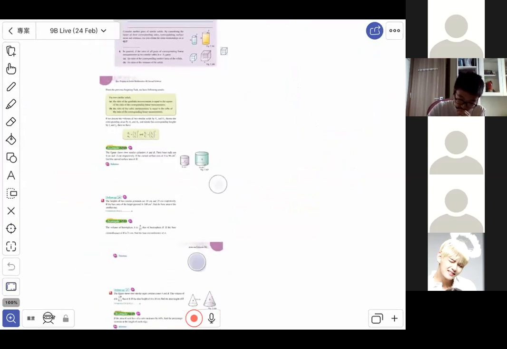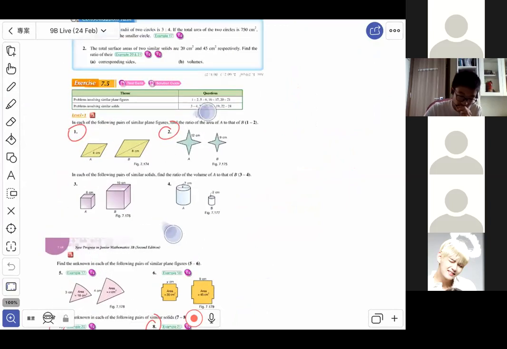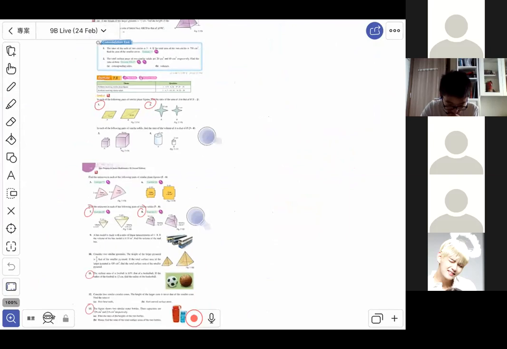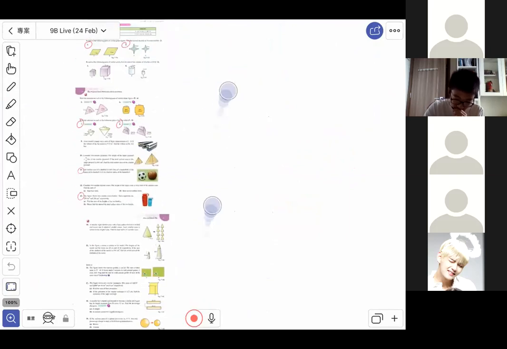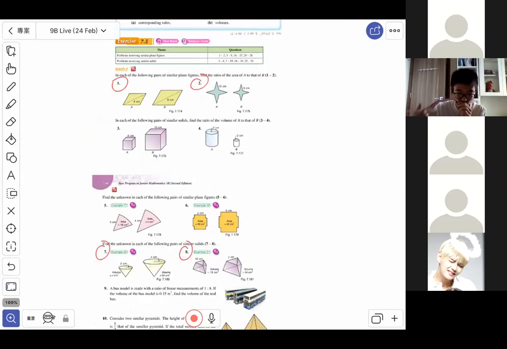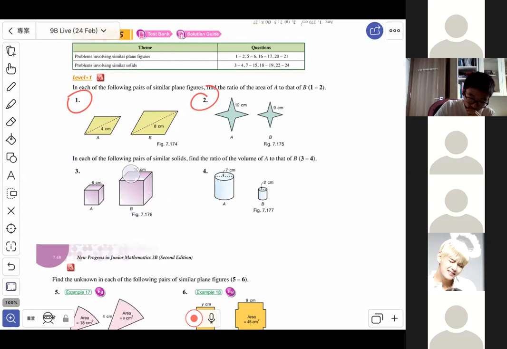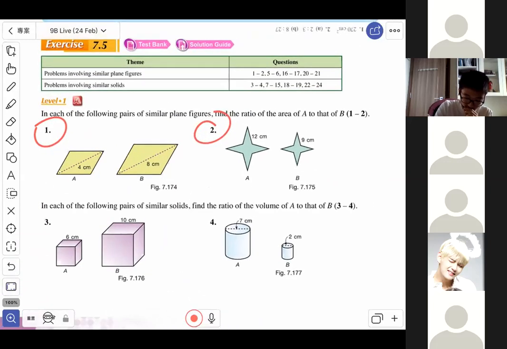Let me show you how to present, and then I will give you some time to work on a few questions. Up to here, we are supposed to know how to do number 1 up to number 16 already. I will show you number 1 and number 7, how to present your answer. Number 1 first: this asks you to find the area ratio. Obviously, the length ratio is what? 4 over 8. Very good, or 1 over 2.